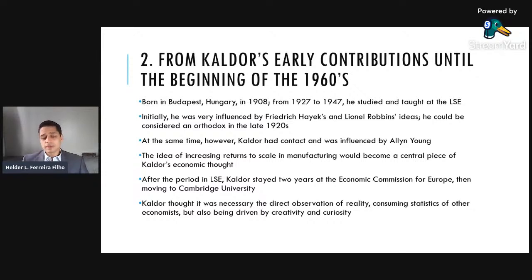After the period at LSE, Kaldor stayed 2 years at the Economic Commission for Europe, then finally moving to Cambridge University. Kaldor thought it was necessary to directly observe reality, consuming statistics and the work of other economists, but also being driven always by creativity and curiosity.